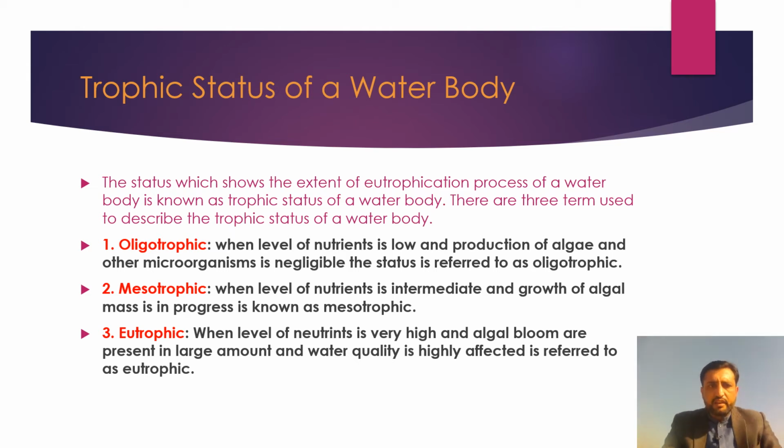So these are the three stages of eutrophication, or the three statuses of a water body. You understand the algal bloom. Algal bloom refers to a huge mass of algae in which a large population of algae is present.